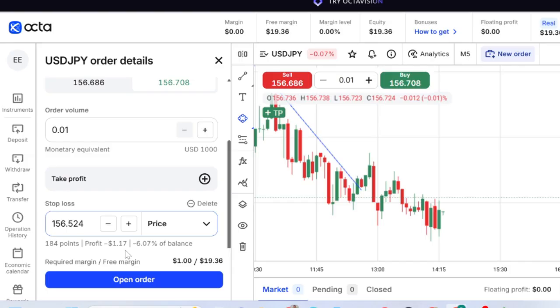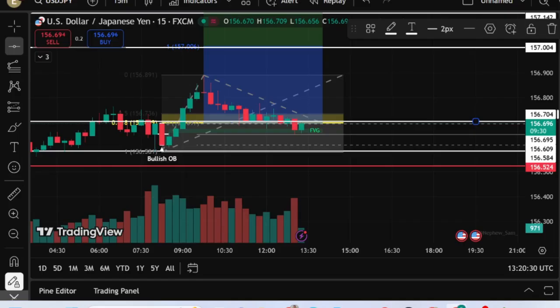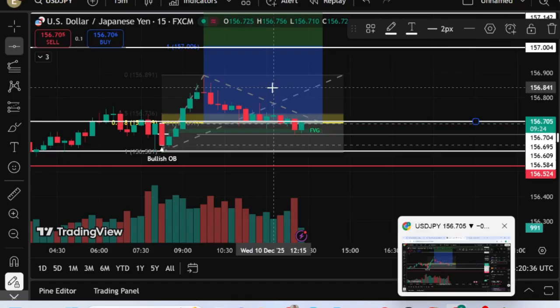So let's go to our stop loss, our take profit. Our take profit is going to be at 157,004. That's our take profit, 1:2 ratio. That's where our take profit is going to be. Please note, I've not entered this trade yet.